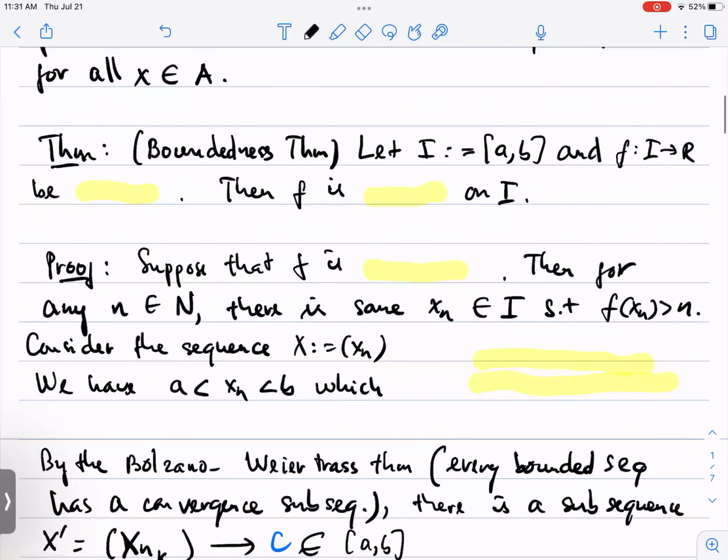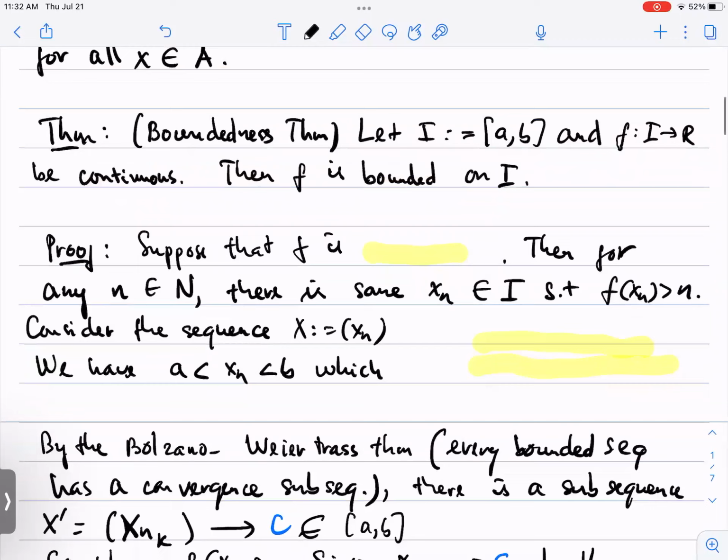So it is not surprising to see the following boundedness theorem. Let I be an interval from point A to point B, and f a function from this interval I to the set of real numbers be continuous. Then the conclusion is that f is bounded on I.